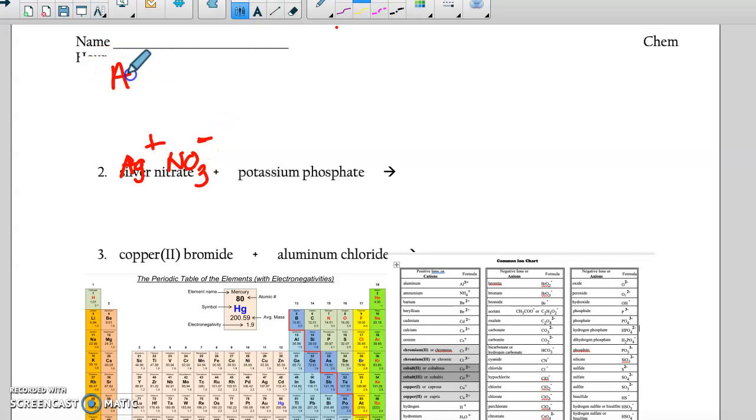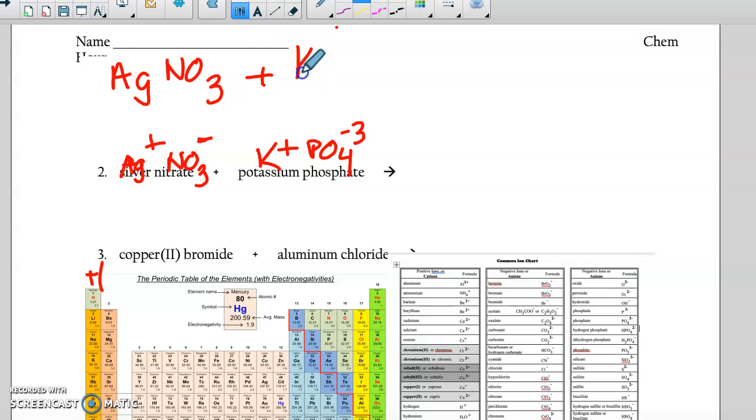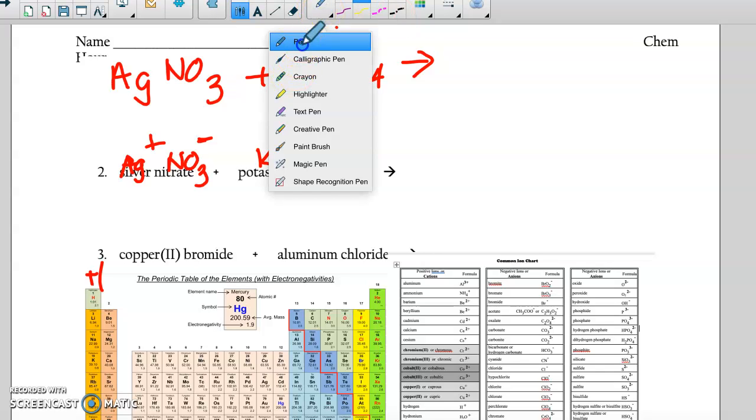So the formula is going to be AgNO3 plus, and here I know potassium is plus, it's in this column. Phosphate is over here somewhere, which is PO4 -3. So I'm going to have 3 Ks for every 1 PO4. So that was my first step.